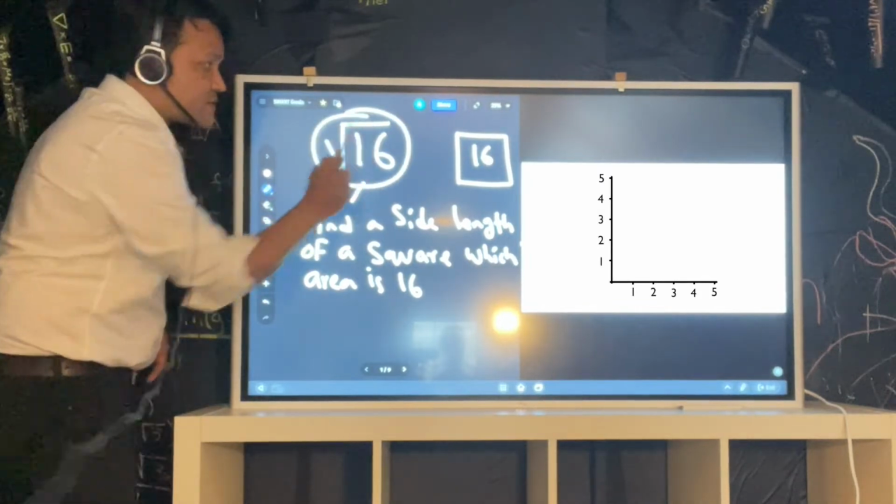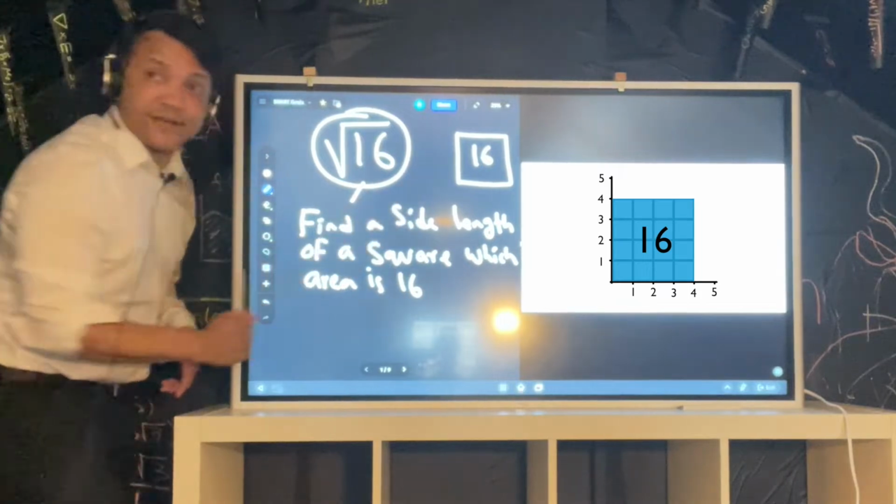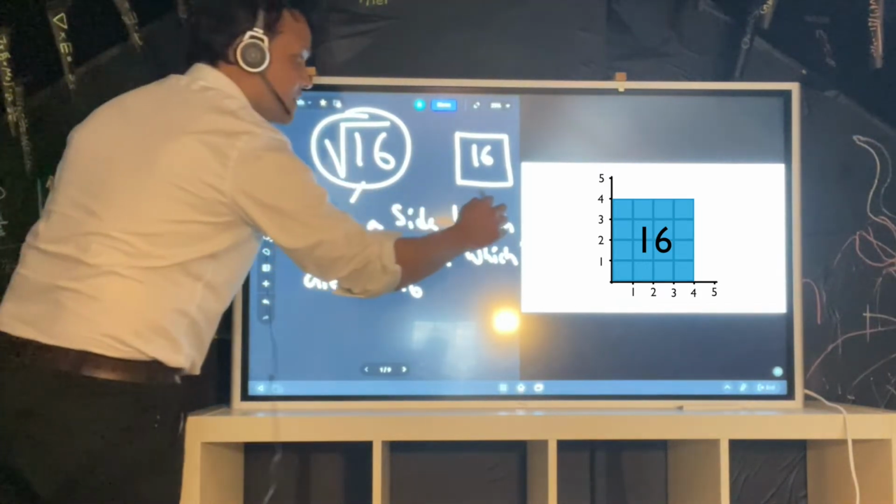Of 16, when you see square root of 16, you should be saying a square whose area is 16. That means whose side length is 4. What times what is going to give you 16? So you're going to write it.